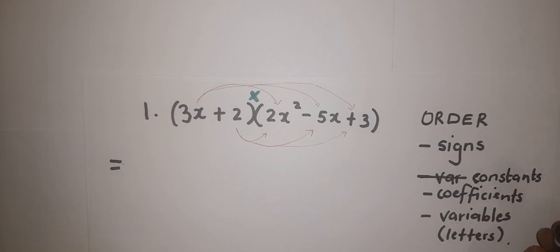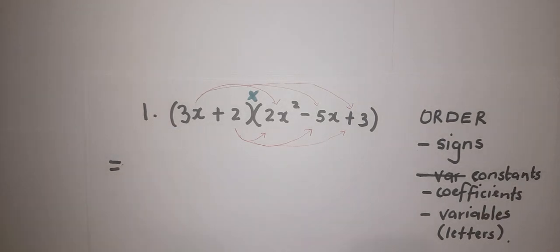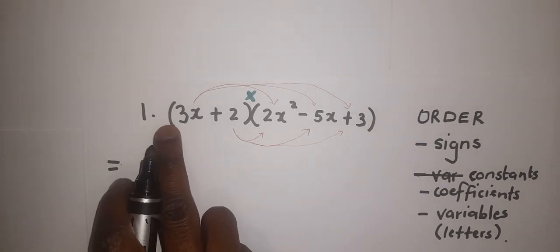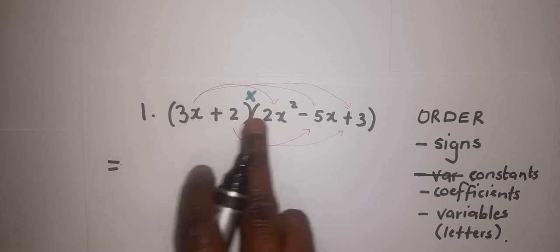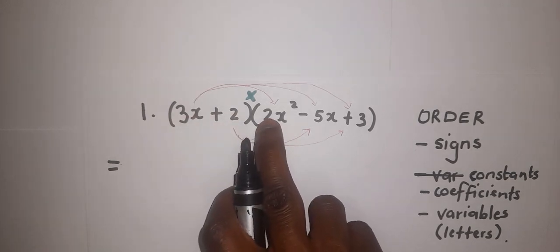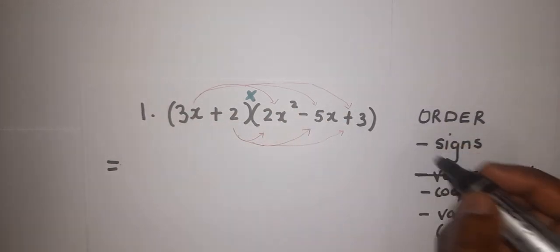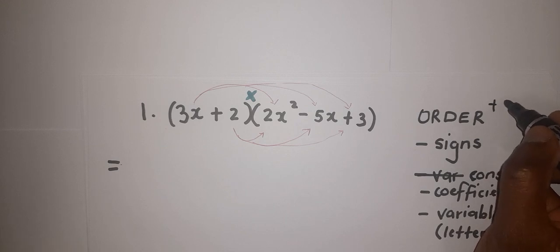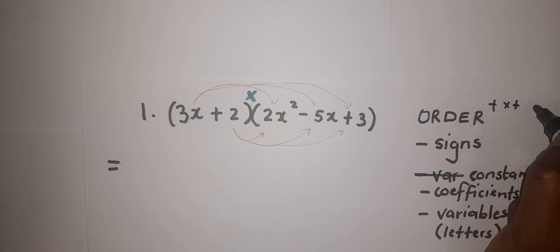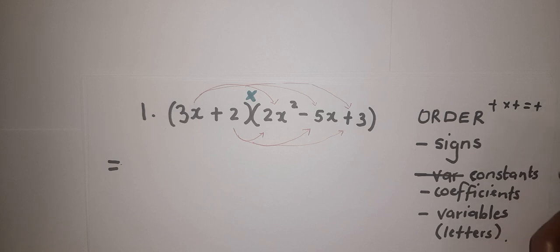Let's check. If I take the first term, I will have the signs. Looking at the coefficient of the 3, it's a positive. Looking at the coefficient of the 2, it's a positive. I know that whenever I multiply a positive with a positive, I am going to get a positive back.